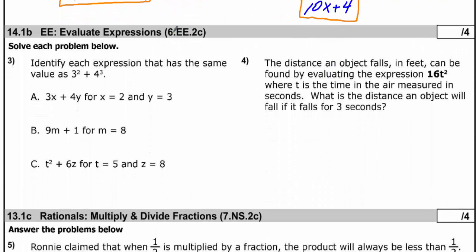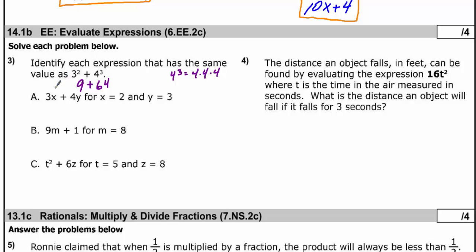On to number 3. Number 3 says identify each expression that has the same value as this. So first step is to find that value. 3 to the second power is 9. 4 to the third power is 64. Remember, 4 to the third power means 4 times 4 times 4. 4 times 4 is 16, times 4 more is 64.